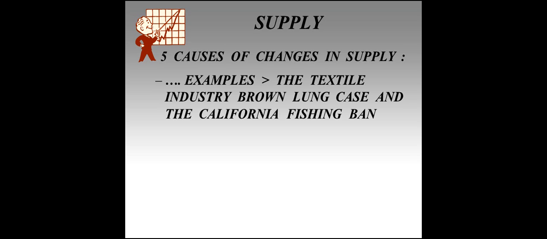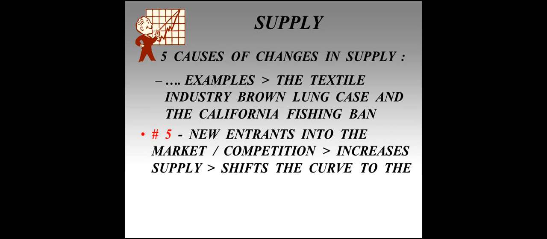The next and last cause, the fifth cause of changes to total supply in a market, would come from new entrants, meaning new companies or new suppliers into a market, which increases competition. As the new competitors come in, they offer their products and services, increasing supply into a market. And this shifts the curve for products offered in that market to the right.